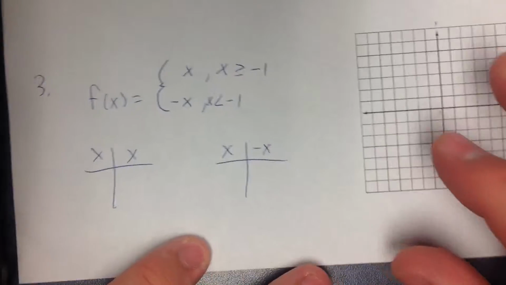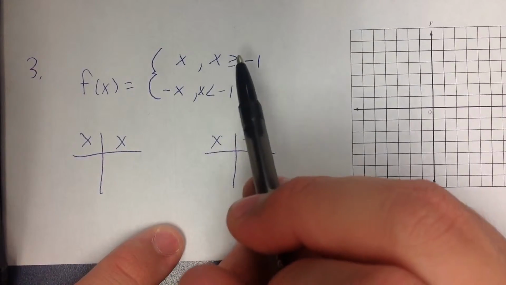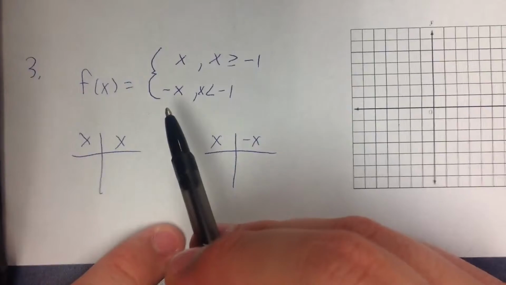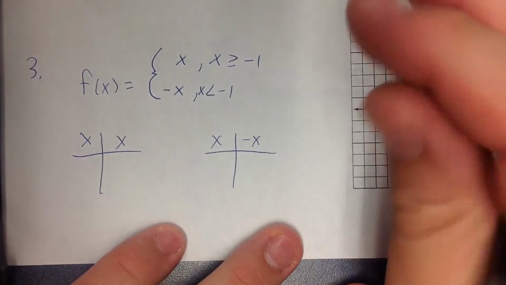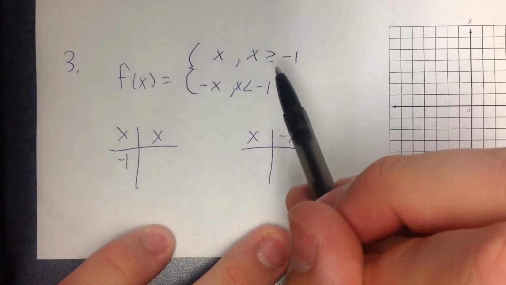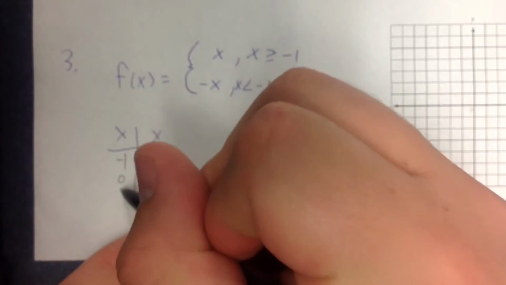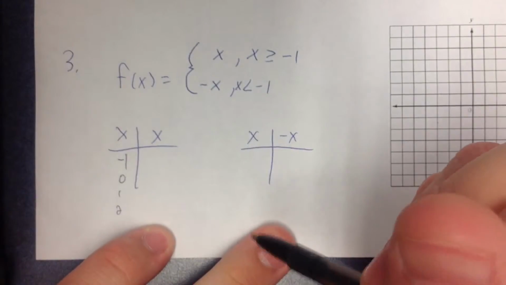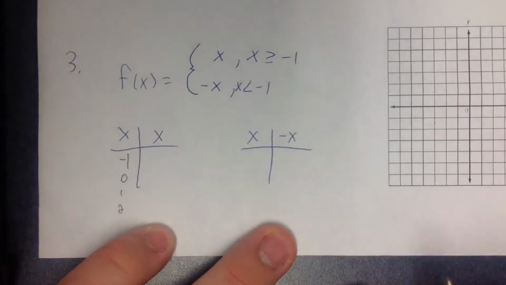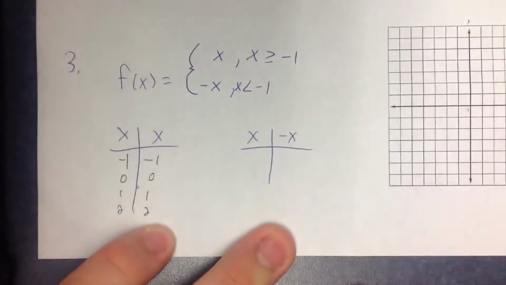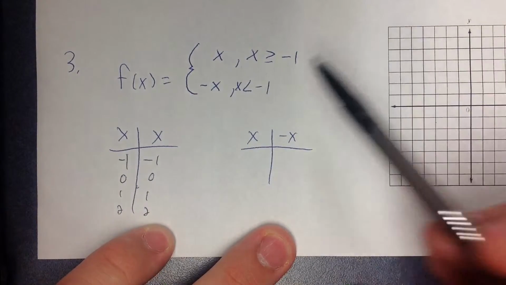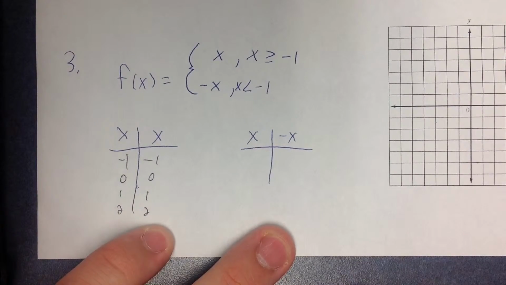The last example I'm going to look at is f of x equals x when x is greater than or equal to negative 1, and f of x equals negative x when x is less than negative 1. So this time my dividing point is negative 1, and the first one we're dealing with is greater than, so that means I'm going to go 0, 1, 2. And what it means is if f of x equals x, then it's the same thing. So negative 1, 0, 0, 1, 1, and 2, 2. And since it was greater than or equal to, those are all going to be solid dots.